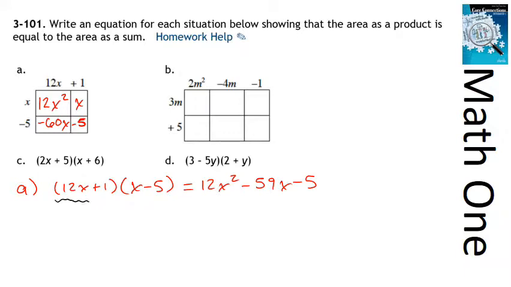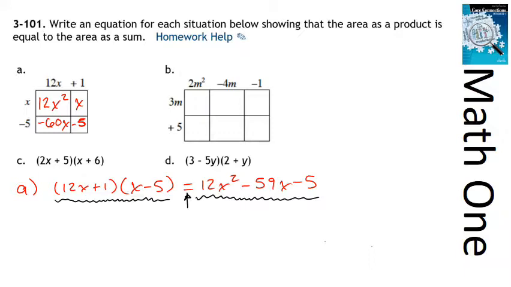So on the one hand, I'm expressing the product as the dimensions, right? The length times the width. And on the other, I'm expressing the product as the sum of the parts of the area. But it's definitely noteworthy that these two areas are equal to each other. Let's try this for B.